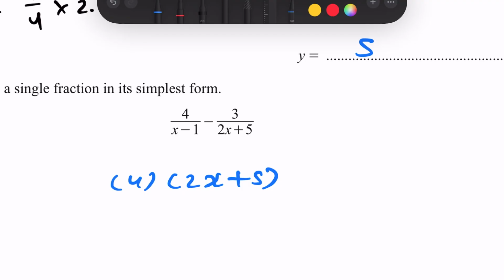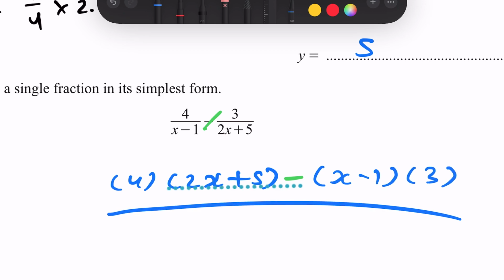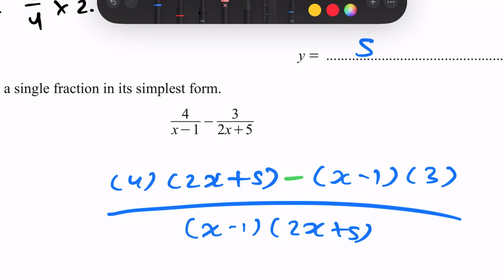Then we see the symbol between the two fractions. So in this case it's a negative symbol, therefore we subtract. Then we multiply the denominator of the left fraction by the numerator of the right fraction. So x minus 1 by 3, and we divide this by multiplying the two denominators. So x minus 1 and 2x plus 5.